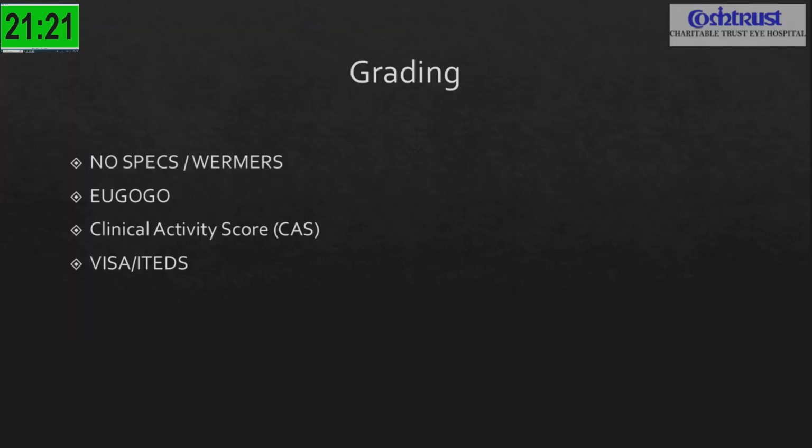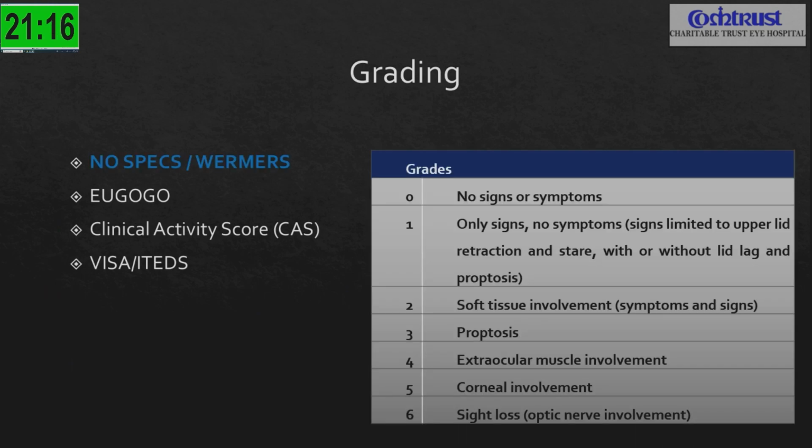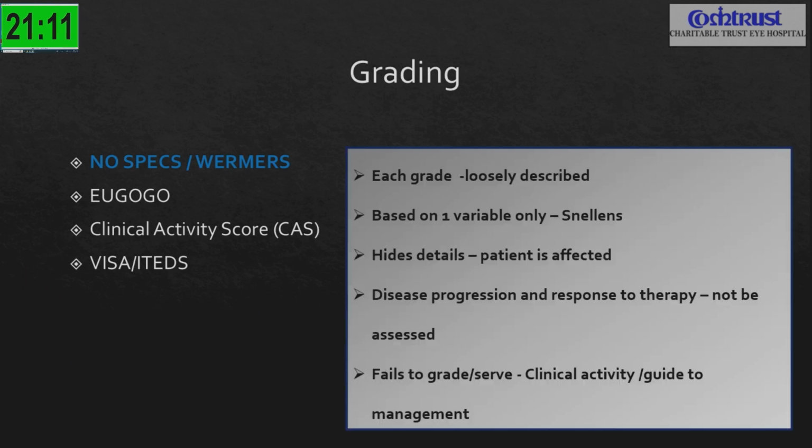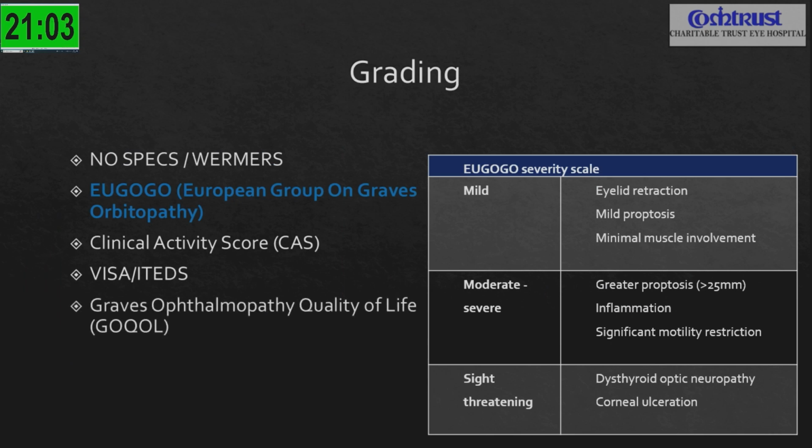Grading of thyroid eye disease has evolved over the years. Initially, it began with the NO SPECS classification, which classified both signs as well as symptoms under one. So which is why we had to abandon it later, because it failed to grade the severity and did not assess the disease progression. Later in 1999, the European Group on Graves' Orbitopathy came up with the EUGOGO severity scale, which classified the disease into mild, moderate to severe, and sight-threatening. Sight-threatening including the dysthyroid optic neuropathy and corneal ulceration.